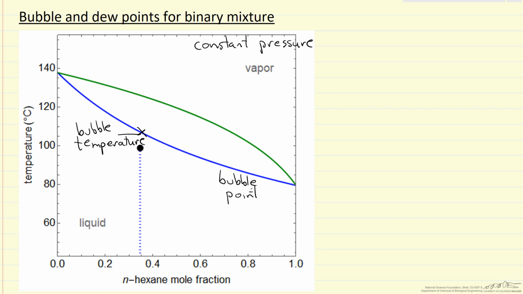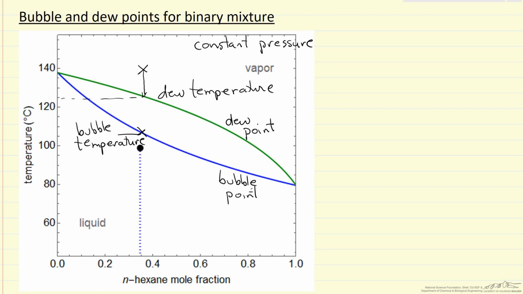If we look at the other case where we have a vapor, so we're at high temperature, and we lower the temperature, then at some point we hit the dew point and the first drop of liquid forms. This would be the dew temperature for this pressure and this composition.